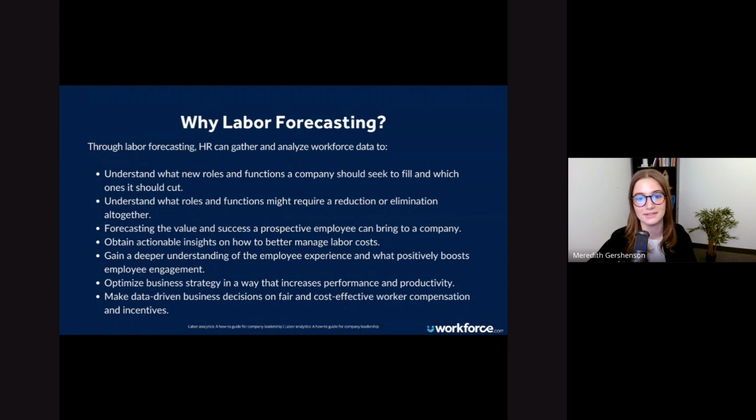for leadership and C-suite. So Kim, my question for you is, why is labor forecasting important when it comes to minimizing overtime and in turn labor costs?